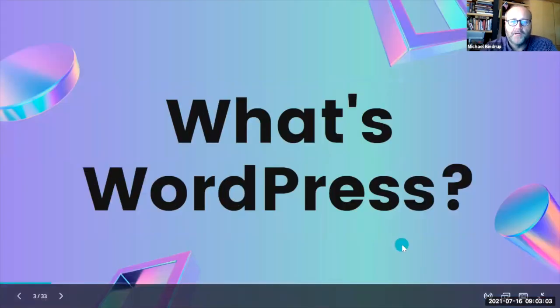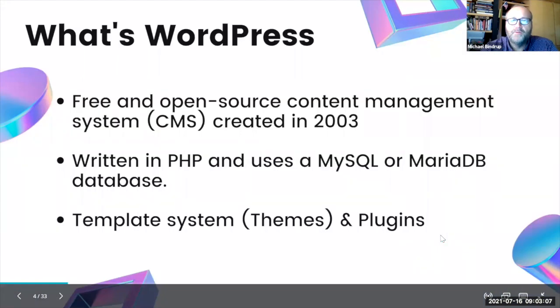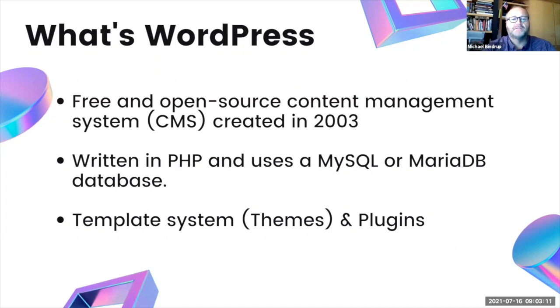So what's WordPress? WordPress is a free and open source content management system, created in 2003. It's a CMS. It was written in PHP, but it uses MySQL or MariaDB databases. It's a content management system that uses databases in order to run. It's a system that's based on templates and themes. So it's based on themes and plugins.